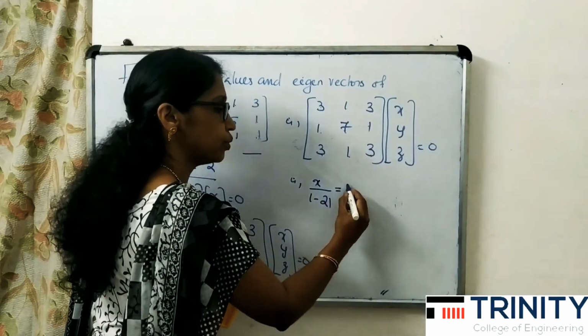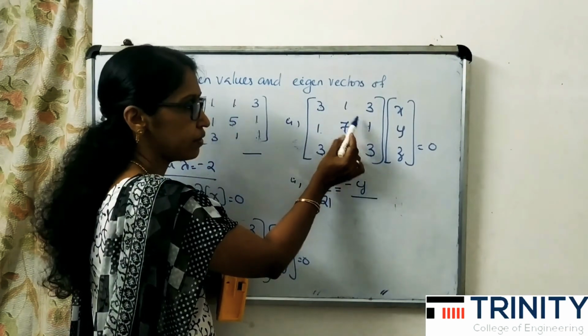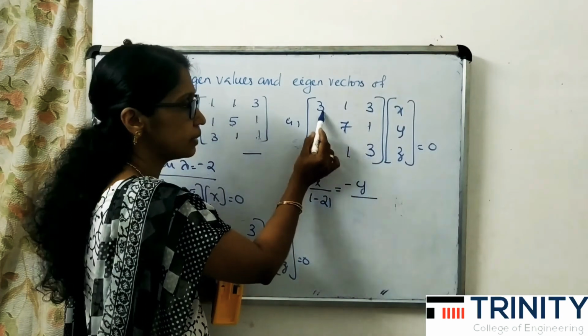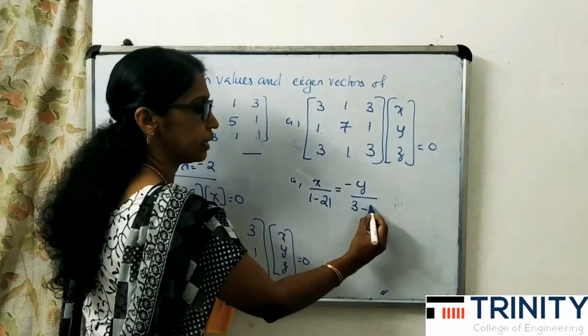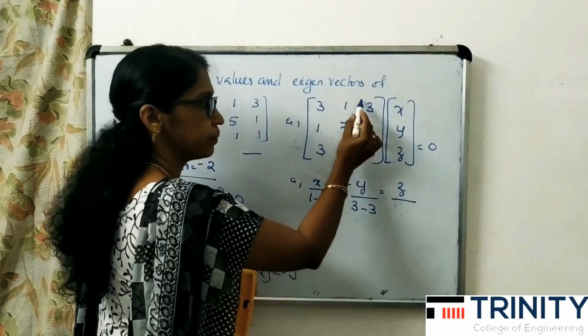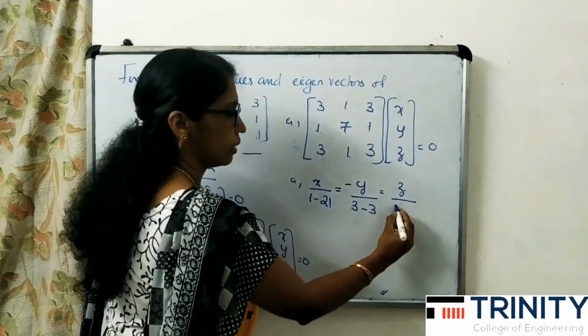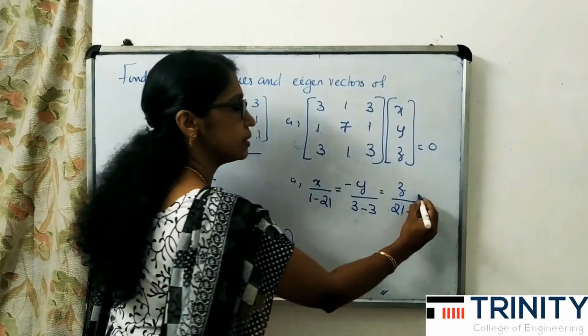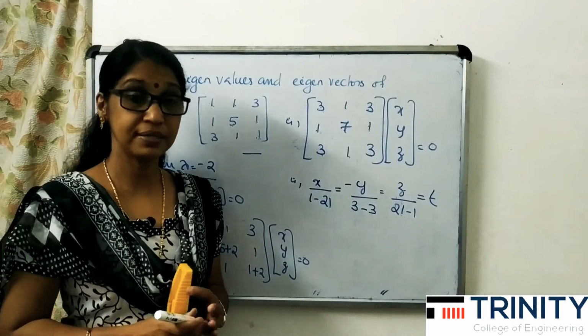This is equal to minus y divided by, look at this, 3 into 1. We are omitting these 2 elements. 3 into 1, that is 3, minus 1 into 3, that is 3. This is equal to z divided by, we are taking these elements, 21 minus 1, 21 minus 1. This is equal to a constant t. So this is the method, the easiest method.